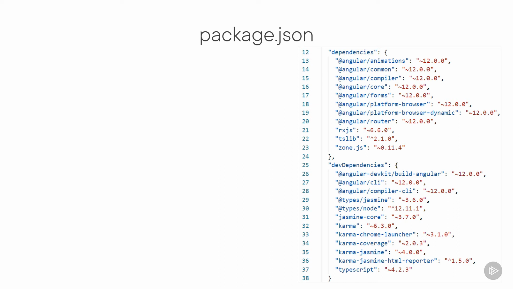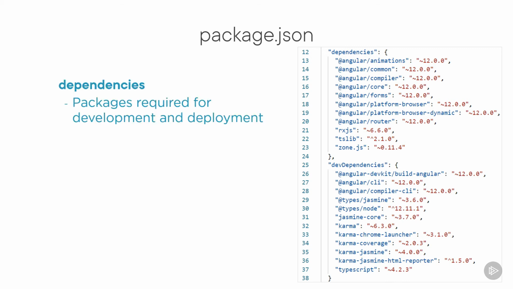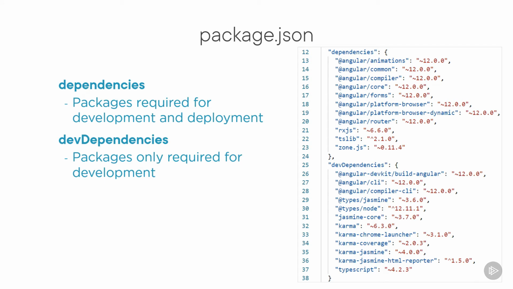In the package.json file, the list of packages is divided into two parts. The dependencies list is for the packages we need for development that must also be deployed. The dev dependency list is for the packages we only need for development. The dependency list includes the primary Angular packages, along with supporting packages such as RxJS for working with data. The dev dependencies include the Angular CLI.